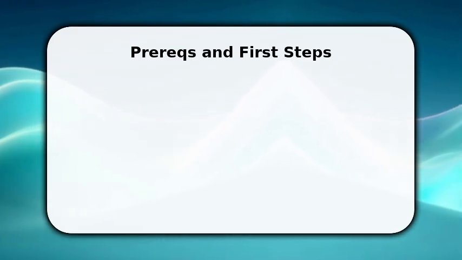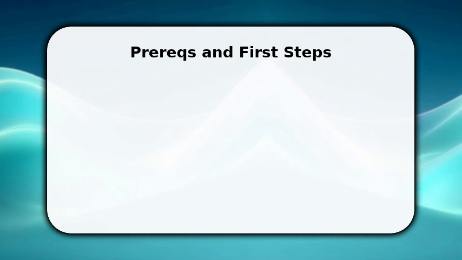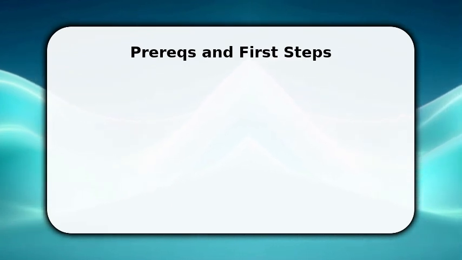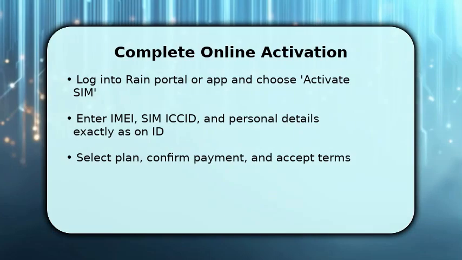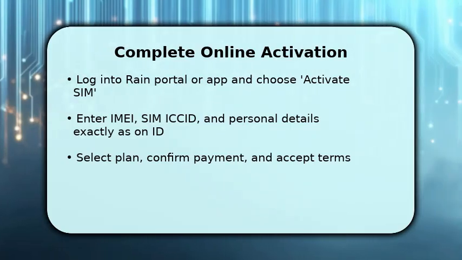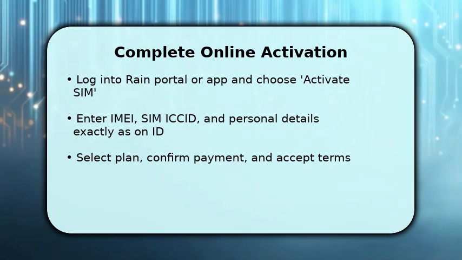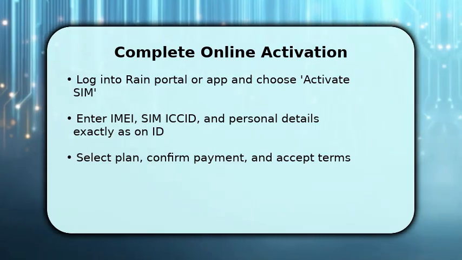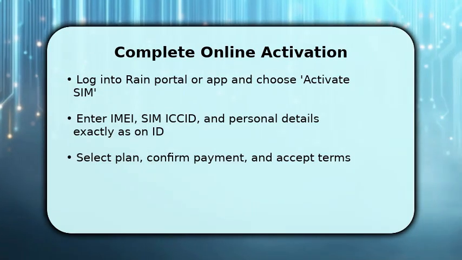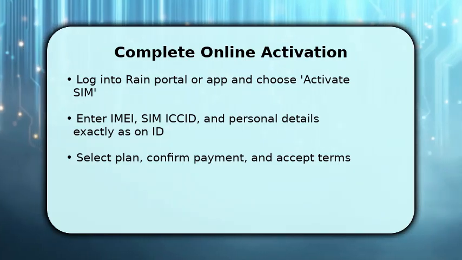We move to the next steps now. You log into the Rain app or portal and select Activate SIM. That triggers the backend provisioning. Carefully type IMEI and ICSID. Mistypes cause failure, then enter your name, ID number, and address. Validation is often automatic. Next, choose your plan or top-up option and complete payment.